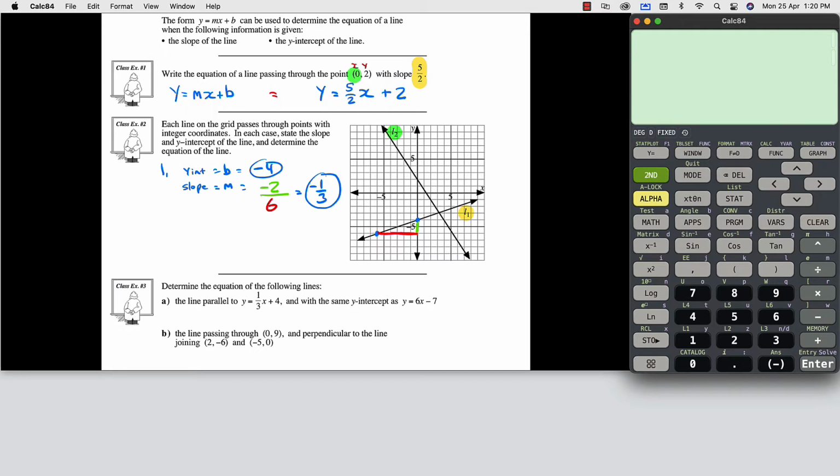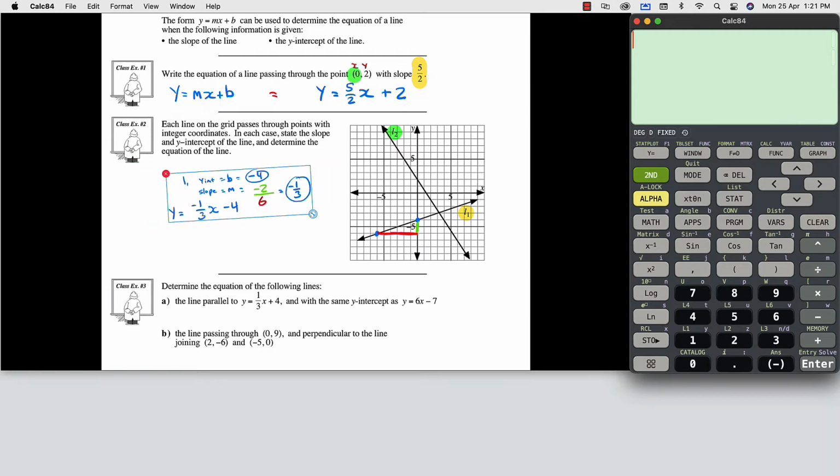And now we just need to substitute the m and the b with these values. So for line 1, y equals -1 over 3 x minus 4. And you could just input that on your calculator and graph it to verify if you've done that correctly.